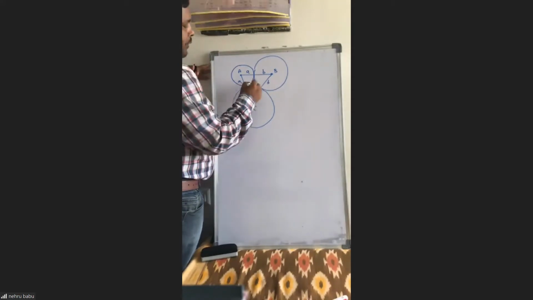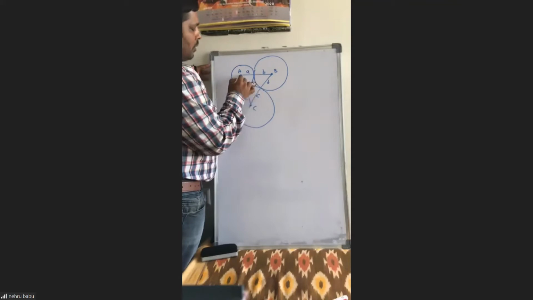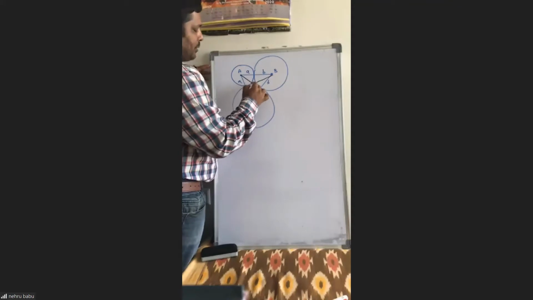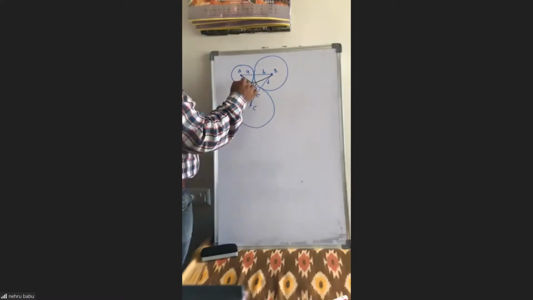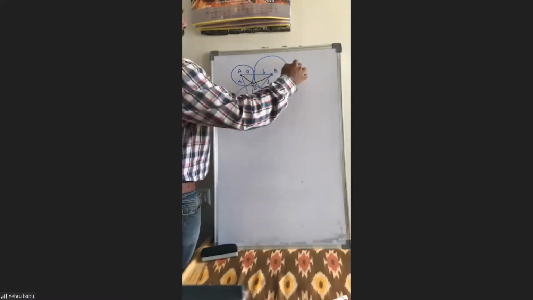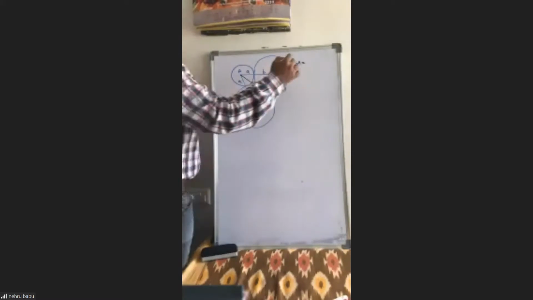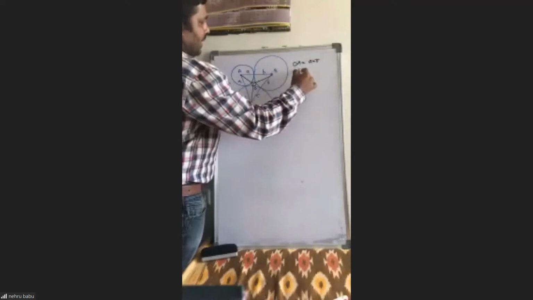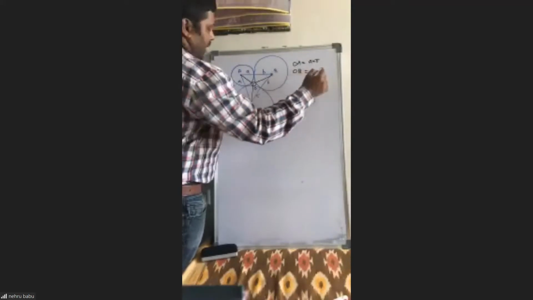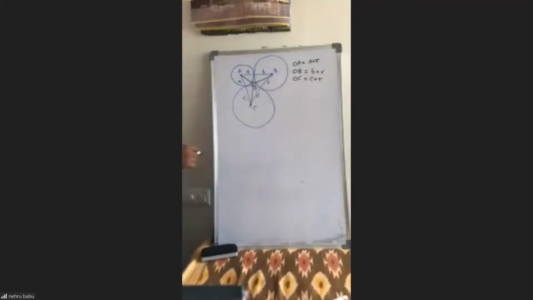So, if you assume this center is O, for example, this radius is small r. So OA length is coming like A plus small r. OB length is coming like B plus small r. OC length is the same, like C plus small r.